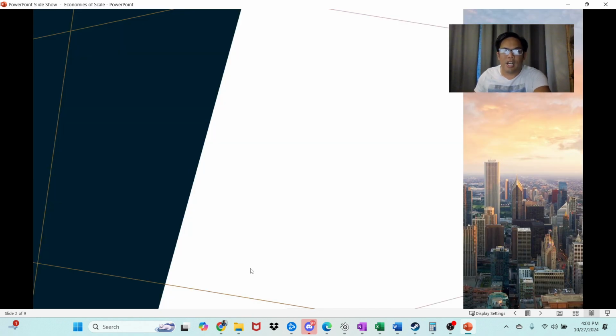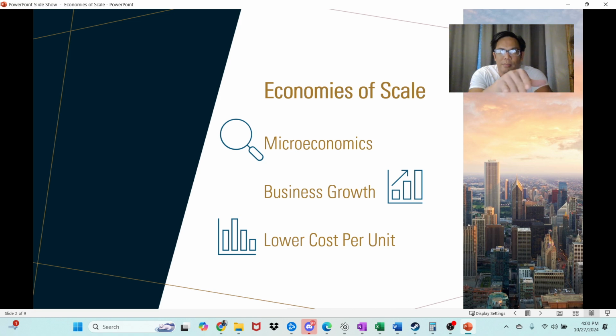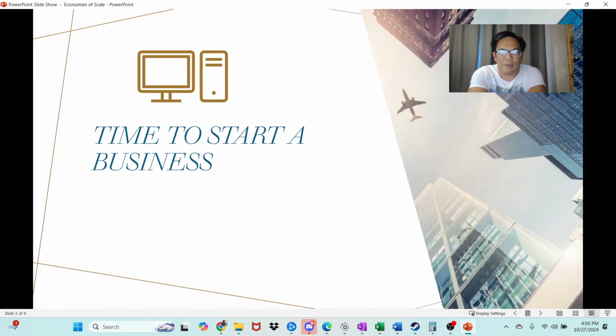Now, economies of scale is a term frequently used in microeconomics to describe situations in which as your business grows, you can produce at a lower cost per unit. A lot of times this happens thanks to fixed costs working in your favor.